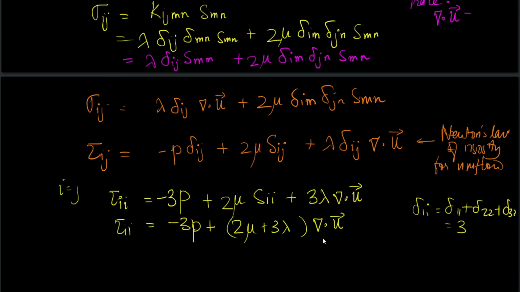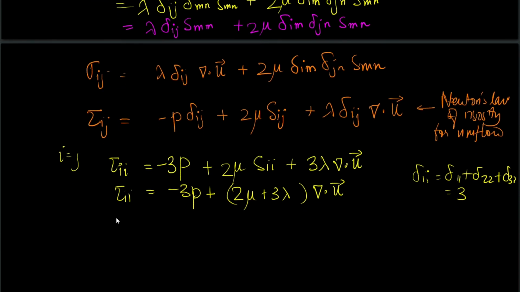Now, for the divergence of velocity, the diagonal components need not be equal, unlike this. So we can simply take an average. Okay, we can simply take an average and define the mean pressure. Define the trace of the stress tensor as the mean pressure.